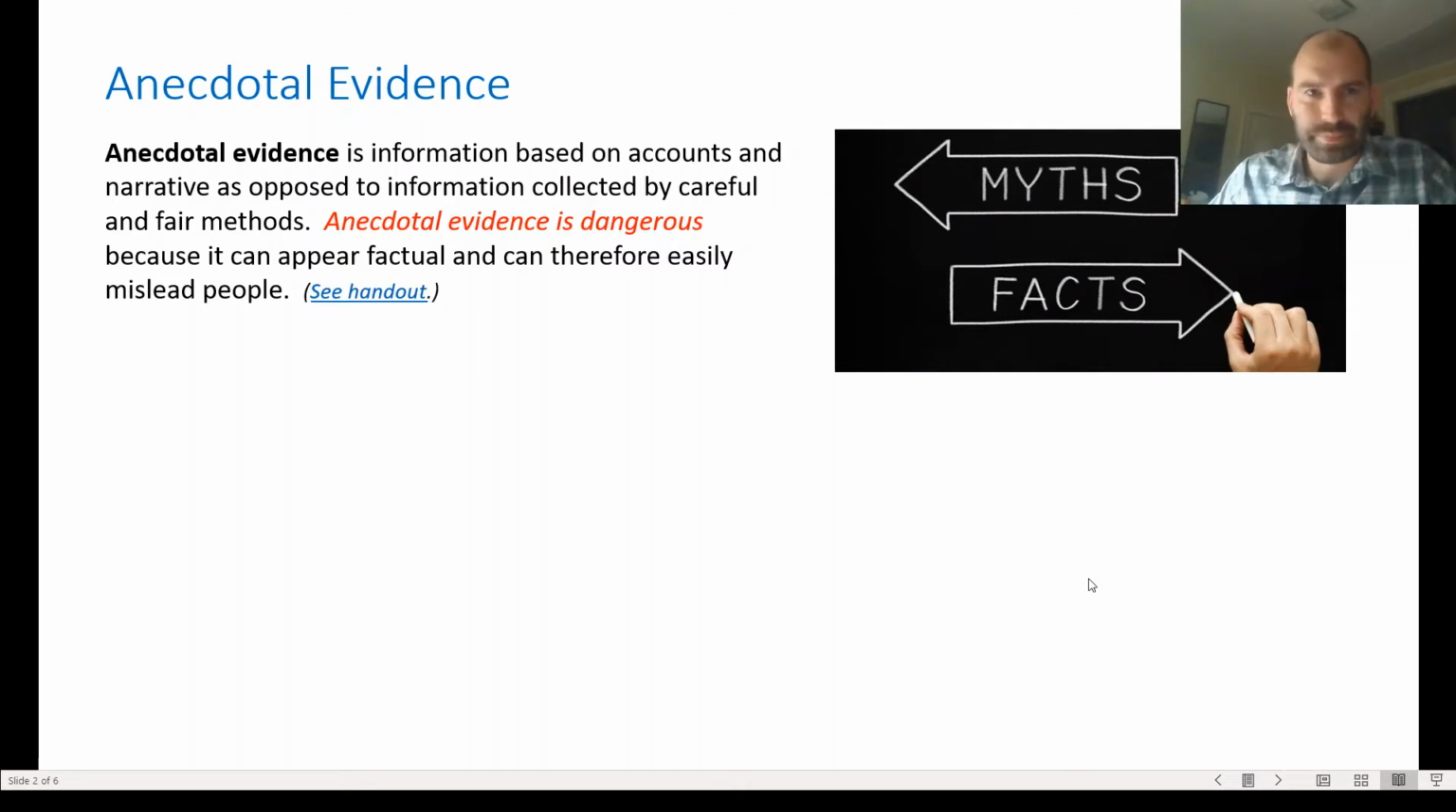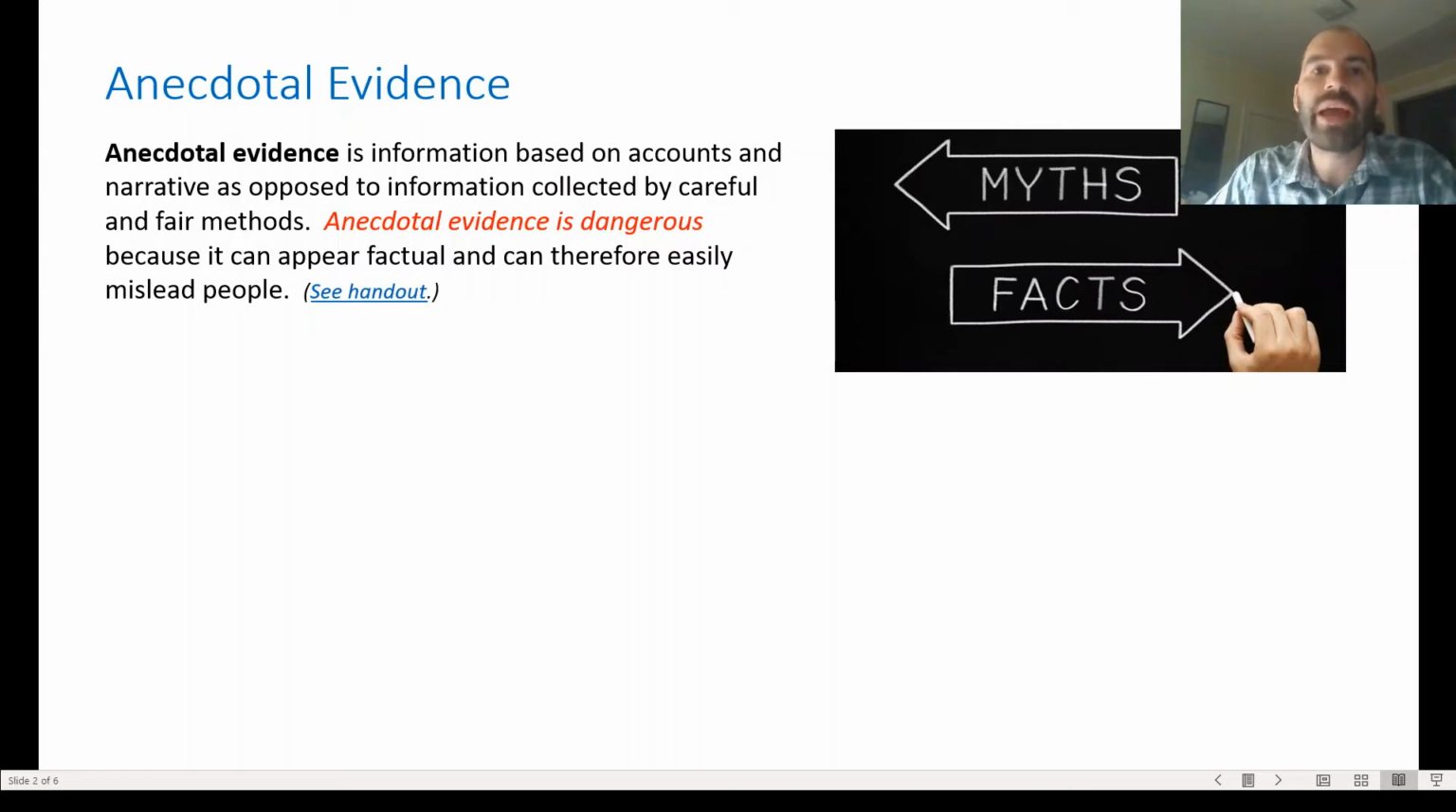So first thing, anecdotal evidence. Anecdotal evidence is information based on accounts and narrative, as opposed to information collected by careful and fair methods. Anecdotal evidence is dangerous because it can appear factual and therefore can easily mislead people.